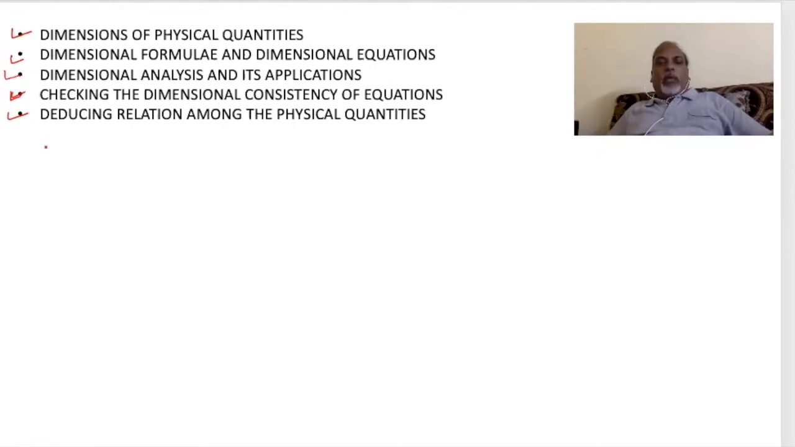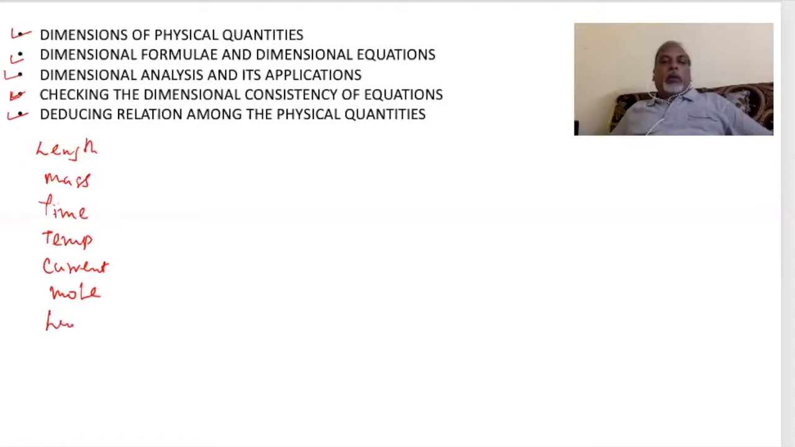Actually, in the beginning, I have talked about physical quantities, that is fundamental quantities, and those were length, mass, time, then of course temperature, then current, then amount of substance, mole, and then luminous intensity.